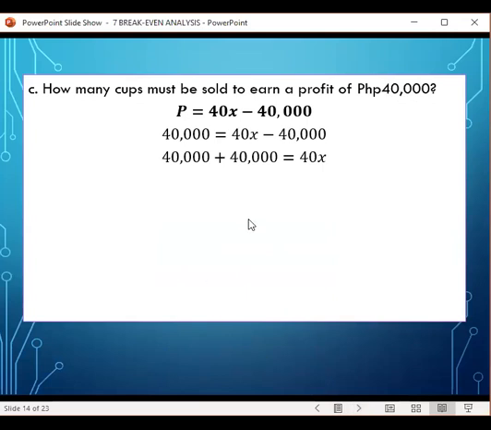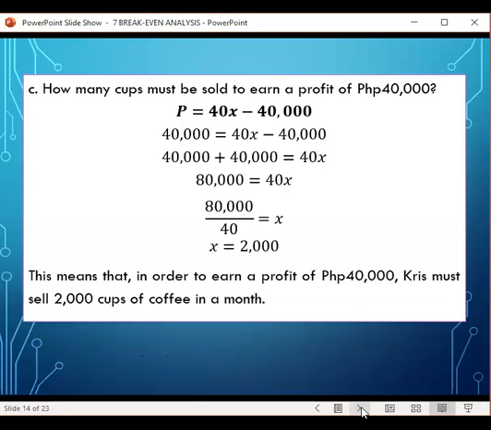So this would now be 40,000 plus 40,000 is equal to 40x. We add that up, you get 80,000 is equal to 40x. So you get x is equal to 80,000 over 40, which is just equal to 2,000 cups. So meaning, if he or she sells 2,000 cups of coffee, there is a profit of 40,000 pesos.